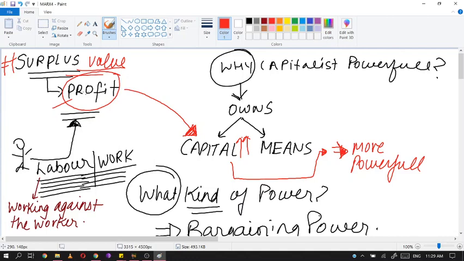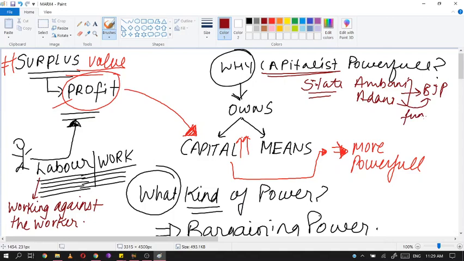capitalists are in control of state. Ambani, Adani, BJP, fund, specialization role. What do they do? Politics. Will they be creating any law that is not in favor of Ambani and Adani? No. In fact, they will help them.